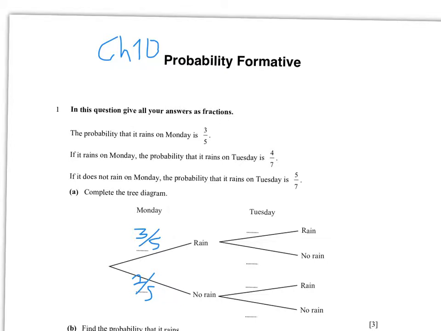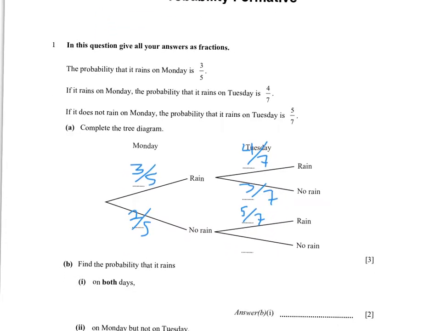If it rains on Monday, so I'm going through the upper branch, then it rains on Tuesday with probability 4 out of 7, and doesn't rain with 3 out of 7. Total is 1 again. And if it doesn't rain on Monday, it's a different probability. It's more likely to rain on Tuesday, so I have to put 5 over 7 in that branch, and then below that is 2 over 7. Total is 1.